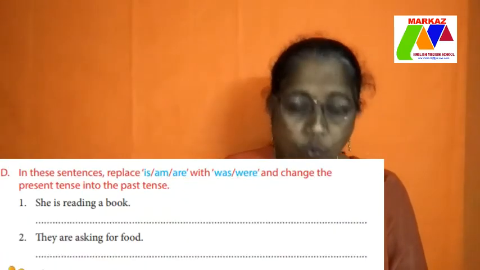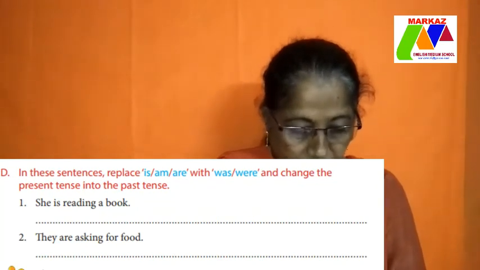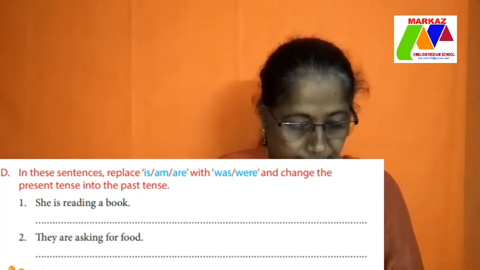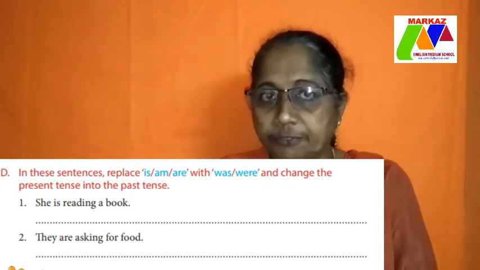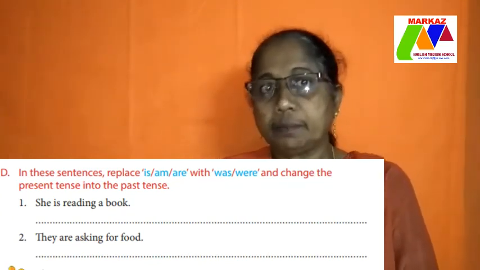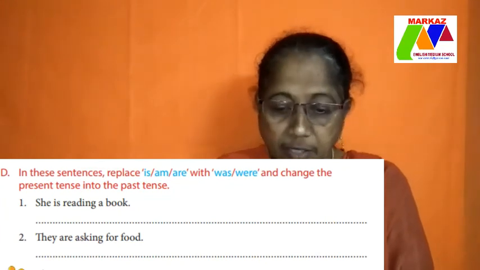In these sentences, replace is, am, are with was, were and change the present tense into past tense. In short, you've got the sentence in present tense. You have to write it in past tense. 1. She is reading a book. So to make it past tense, it becomes she was reading a book. 2. They are asking for food. They were asking for food. Are is a plural form, so you use were as the plural past form.